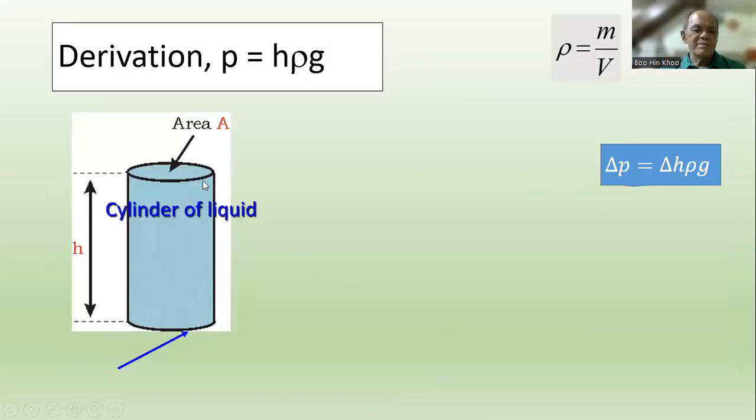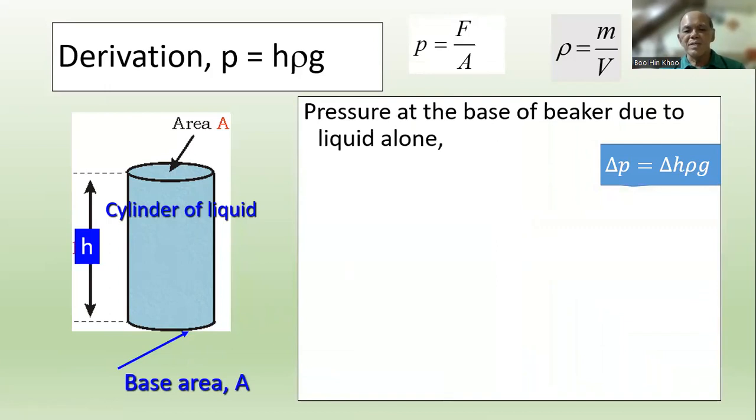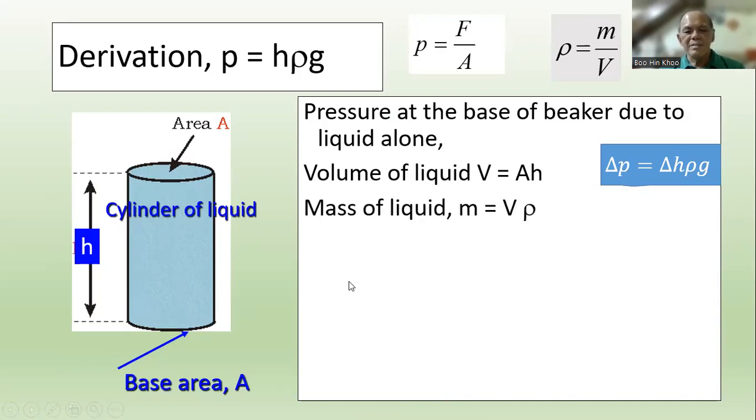How can you derive it? Consider a cylinder of liquid of height h, cross-sectional area A, with the base at the same area. Pressure at the base of the beaker or cylinder in this case is due to the liquid alone. Volume is the cross-sectional area times the height. From the volume of liquid we get the mass of liquid. From the density formula, mass is density times volume.